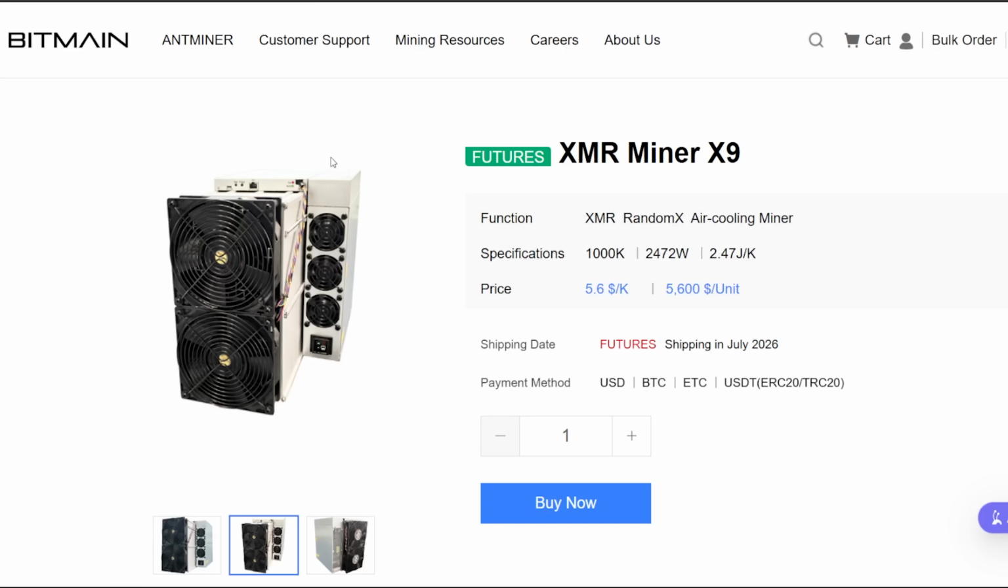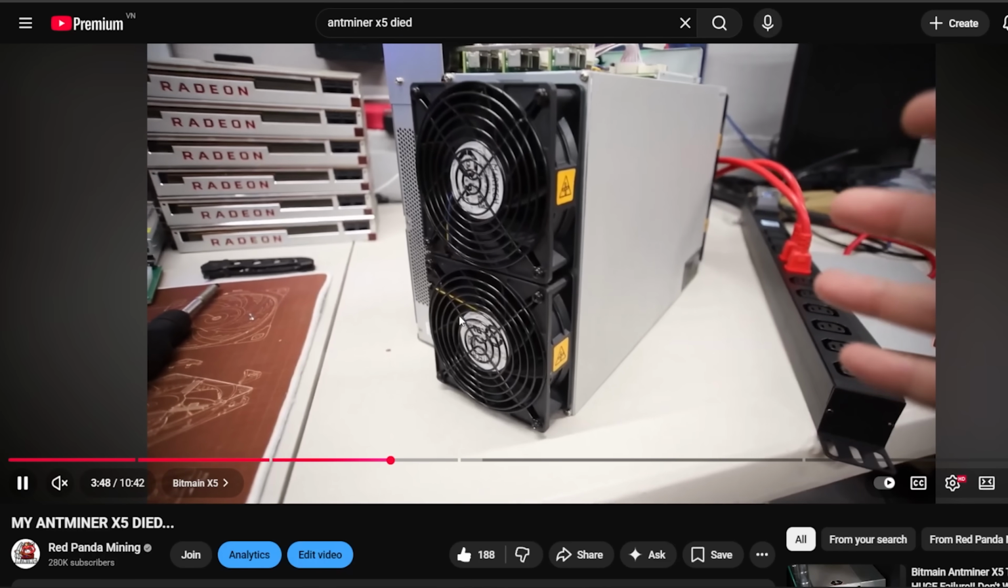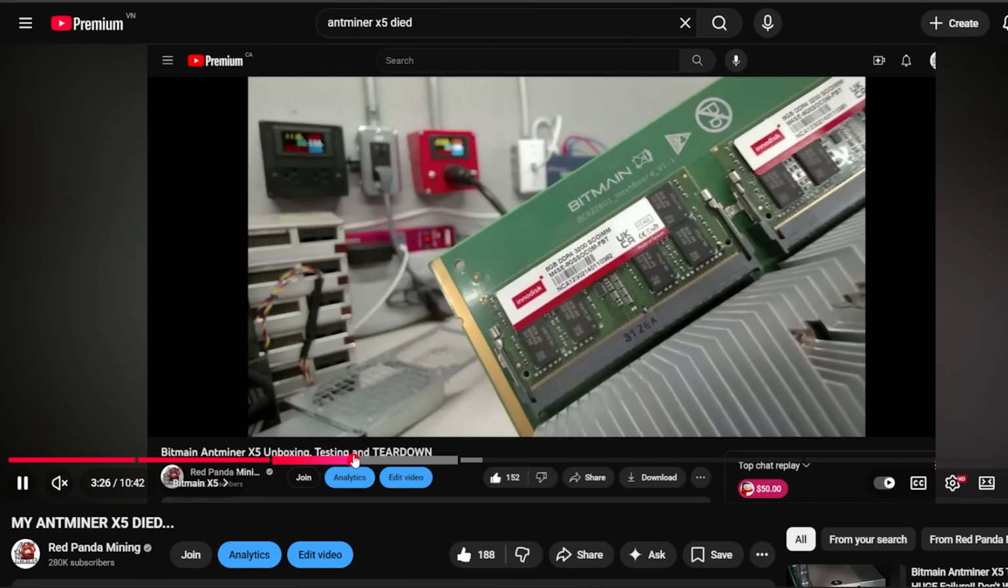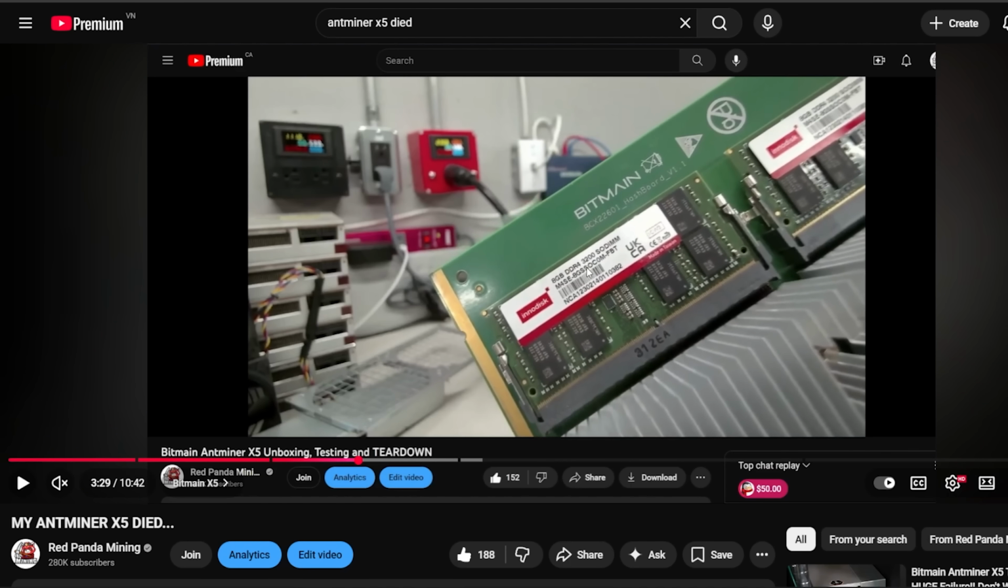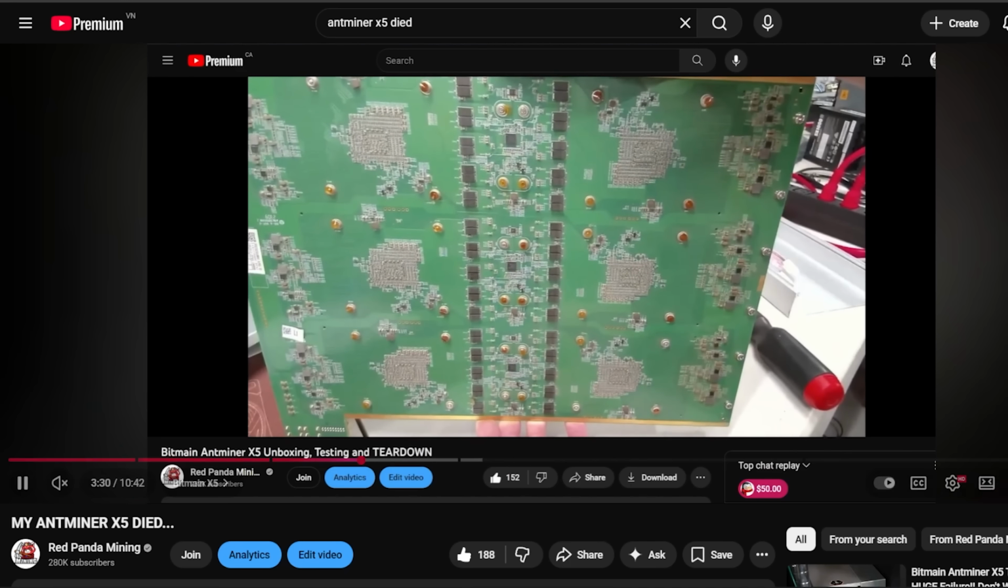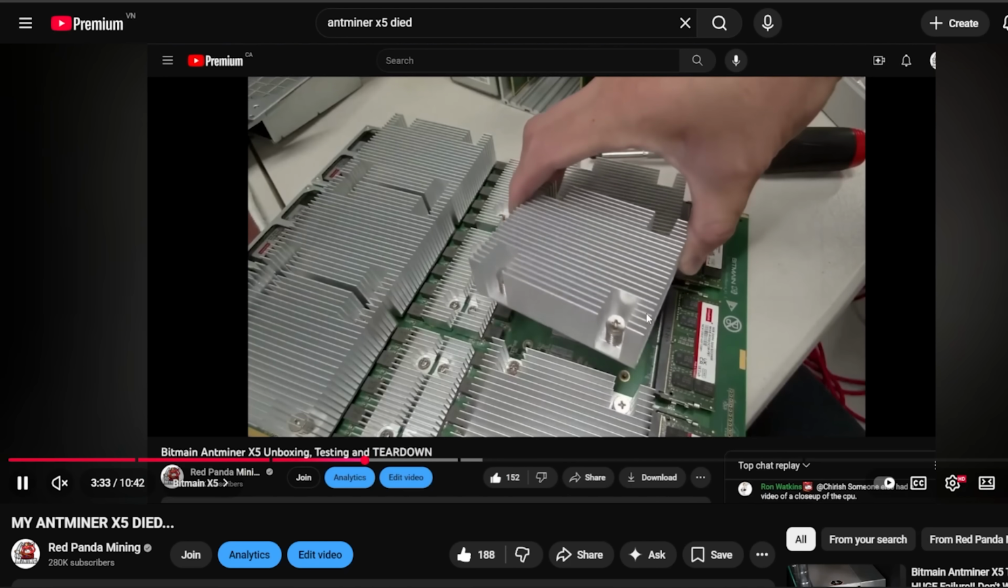It looks like an ASIC, but it's RISC-V processors in them. Okay, there's no ASICs in it. It's a RISC-V processor, a general purpose CPU, basically, which uses RAM, SODIMM RAM, which was in my X5, as you guys can see here, 8GB DDR4, 3200 SODIMM. So I'm not sure what the new X9 is going to be.